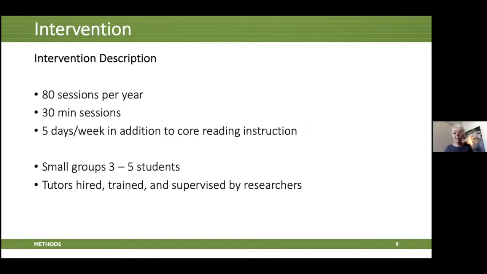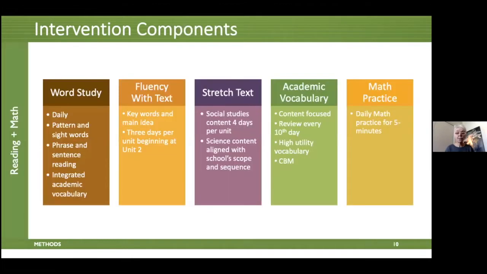The intervention itself occurred for 80 sessions during the school year, approximately 30 minutes a session. That would be 5 days a week. And it was intended to be supplemental to their core reading instruction, not supplanting it. The group sizes were supposed to be between 3 to 5 students, approximately 4, with the tutors providing the intervention, individuals who were hired, trained, and supervised by our research personnel at the University of Texas.